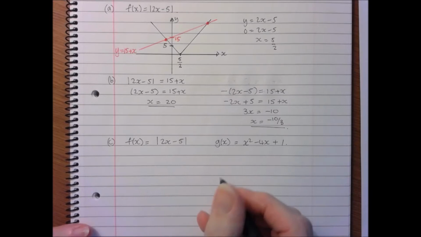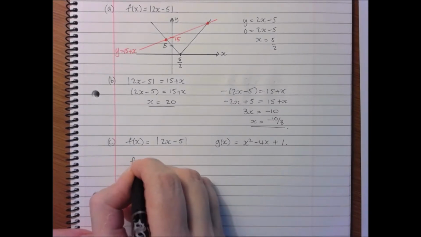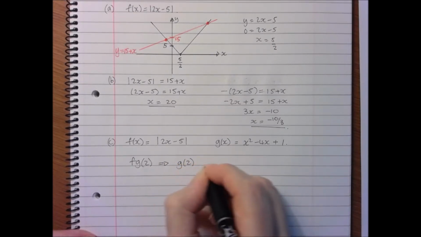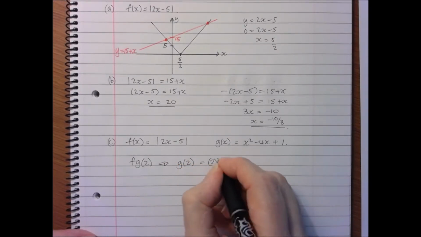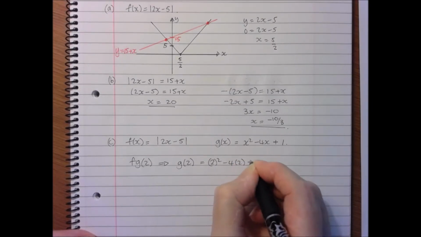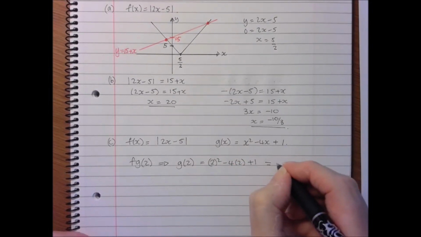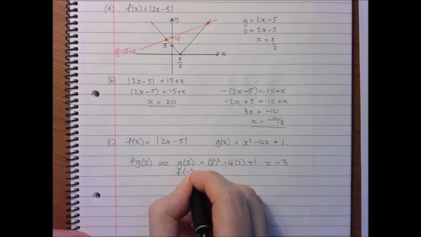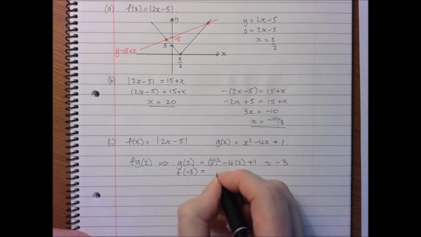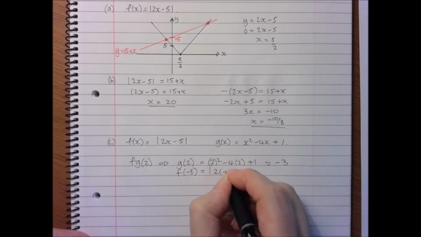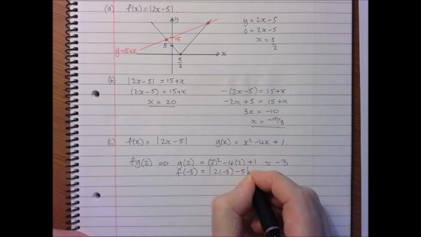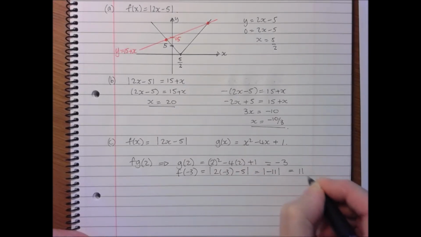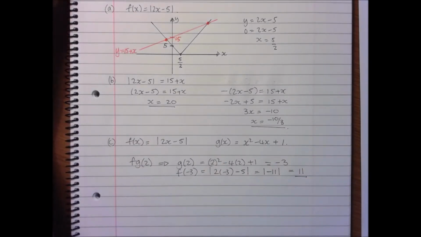So we want f of g of 2 here. So f of g of 2. So the first thing we're going to do is work out g of 2. So this is going to be 2 squared minus 4 times 2 plus 1. And this gives us minus 3. And then we're going to work out f of the answer. So f of minus 3 gives us the modulus of 2 times minus 3 minus 5. So this is the modulus of minus 11. So f of g of 2 is equal to 11.